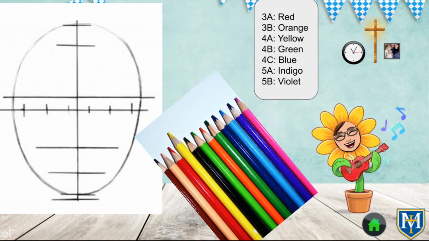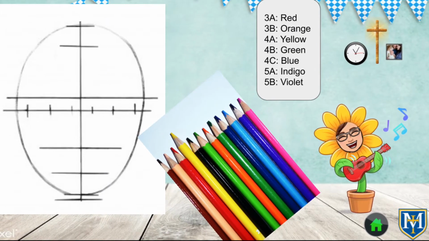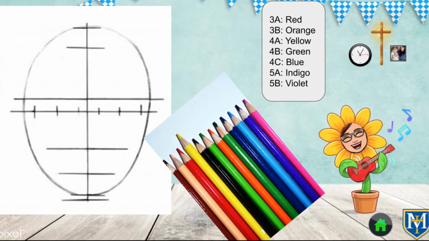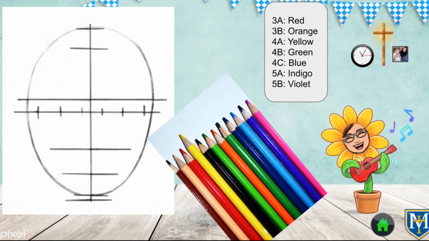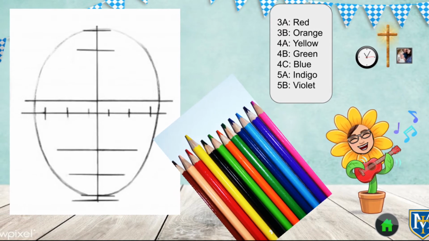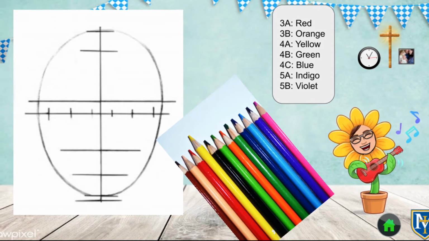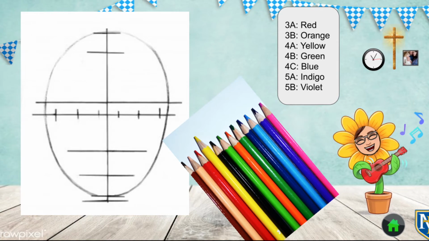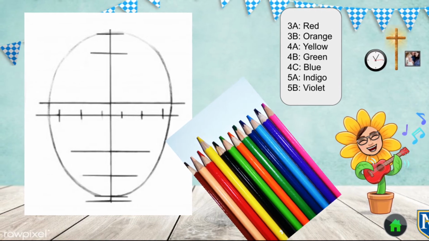It just so happens that we have 7 sections of classes this year, and that's how many colors we have in our visual light spectrum. 3A will be red, 3B orange, 4A yellow, 4B green, 4C blue, 5A indigo, and 5B violet. We're going to be sectioning our face today to create correct visual facial proportions.